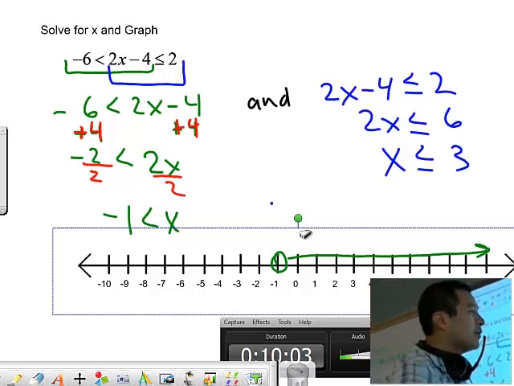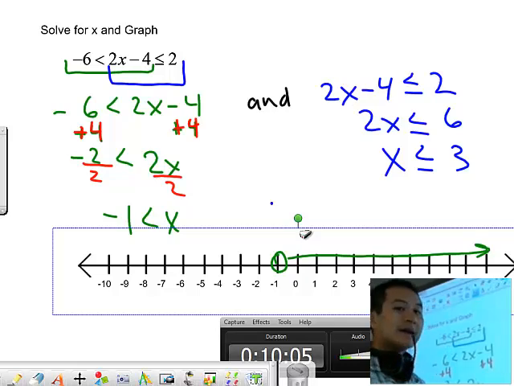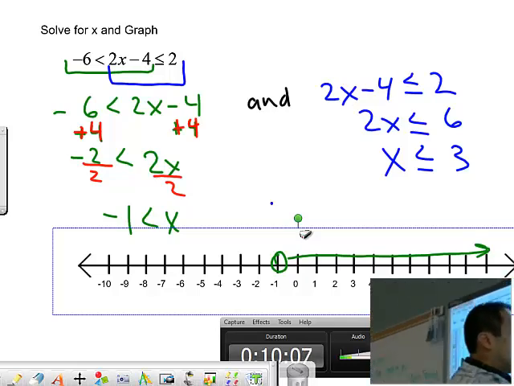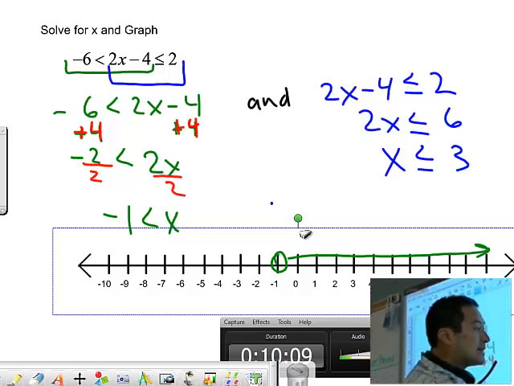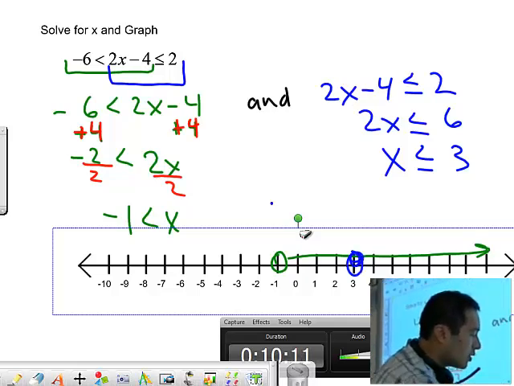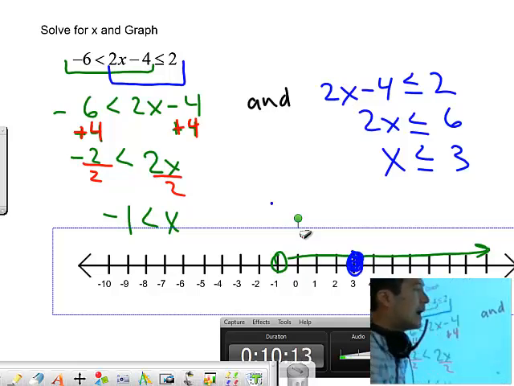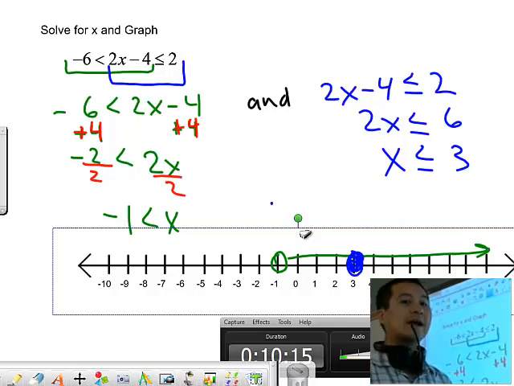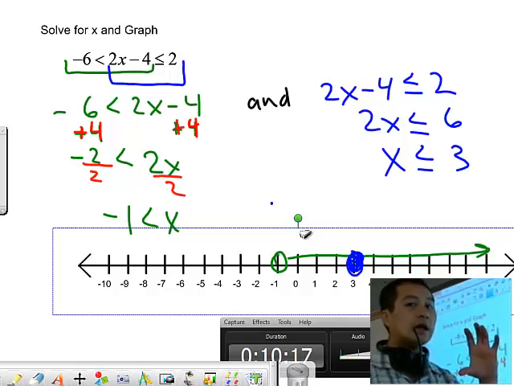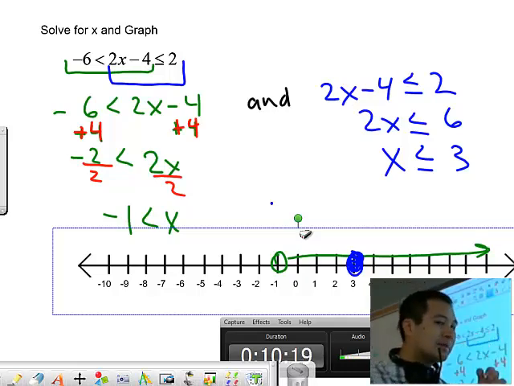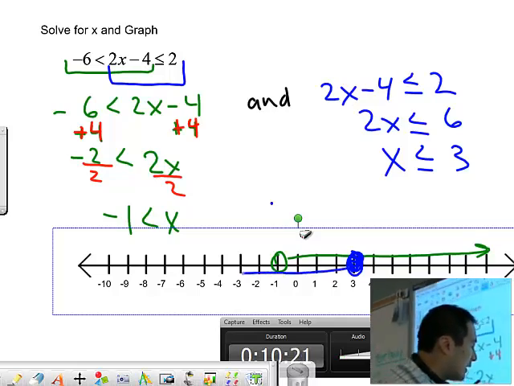Over here, we start at 3. Is that going to be open or closed? This is going to be closed because it's equal. So we're going to close the circle at 3, solid circle. Now, is x smaller or bigger than 3? X is smaller than 3. So where is it? Smaller than 3. It's to the left.